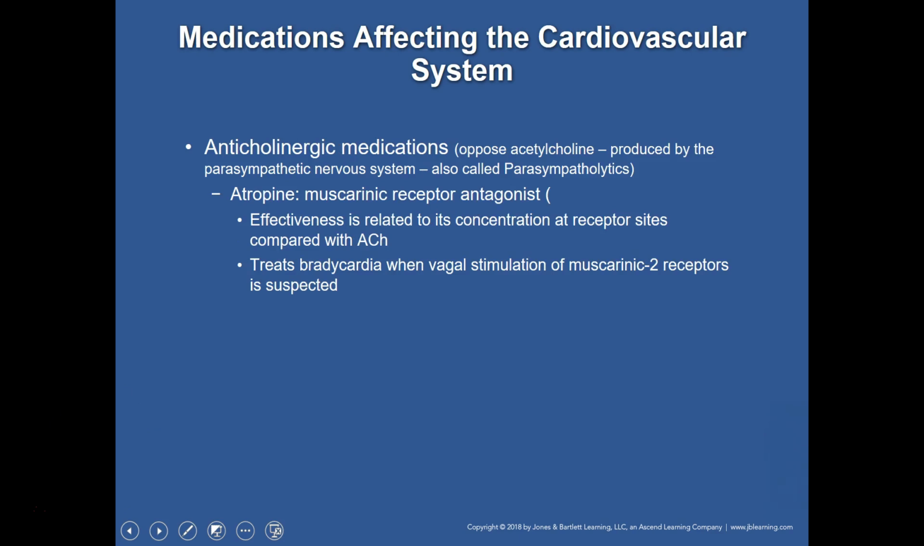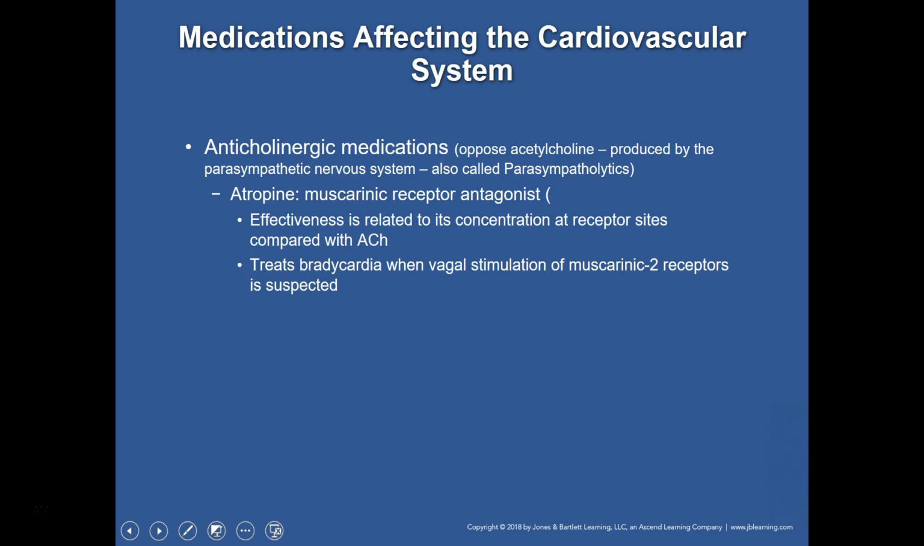Anticholinergic medications, they oppose acetylcholine. Remember where acetylcholine worked, right? This acetylcholine, remember, is produced by the parasympathetic nervous system, also called parasympatholytics. So atropine is a muscarinic receptor antagonist. It is related to the concentration at receptor sites compared with acetylcholine, so you have to have enough atropine at the receptor sites compared to how much acetylcholine there is. It treats bradycardia when vagal stimulation of muscarinic 2 receptors is suspected.